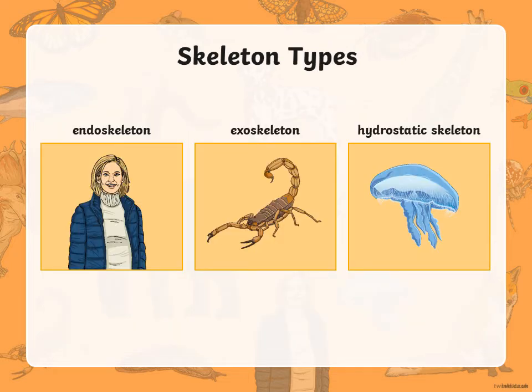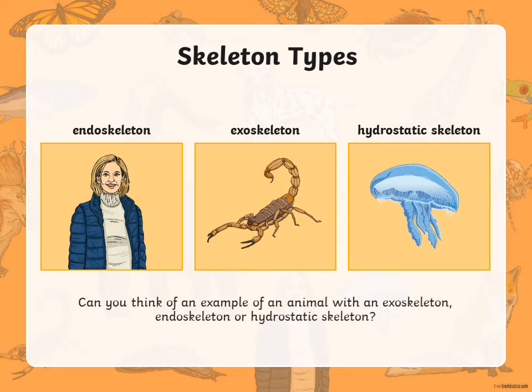So, the different skeleton types you need to remember are endoskeleton, exoskeleton, and hydrostatic skeleton. Have a think. Do you know any other examples of creatures with these types of skeletons? Keep those in mind. You'll need them for the task today.